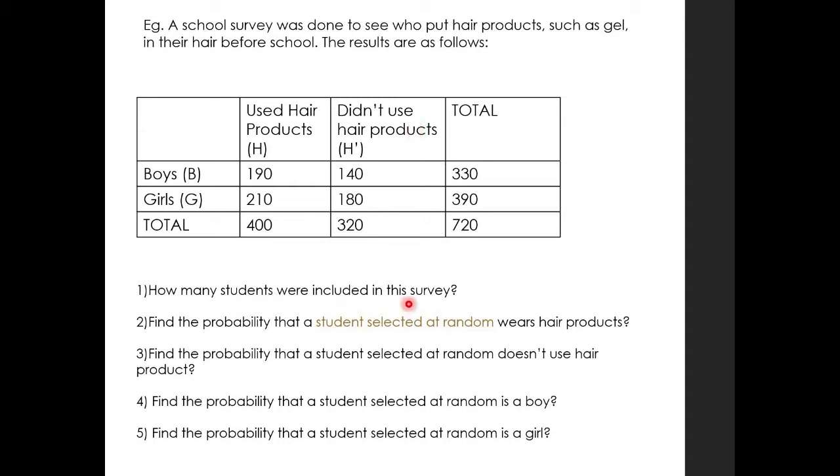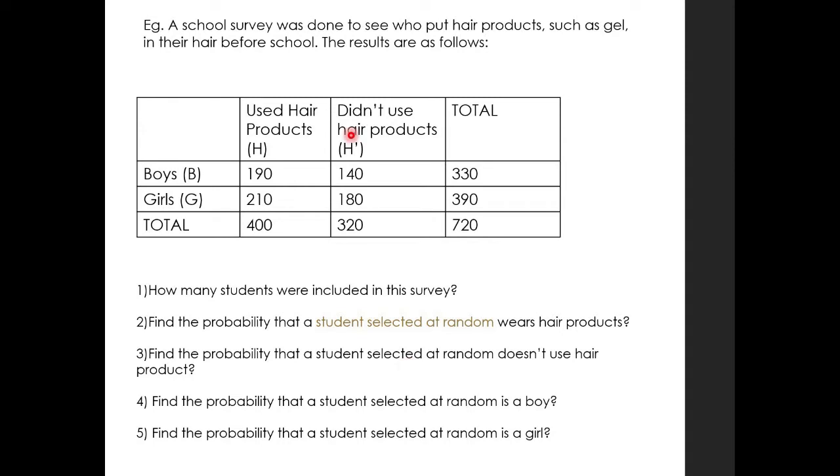How many students were included in the survey? Well, it's 720. Find the probability that a student selected at random wears hair product. Now, this language, selected at random, is actually just a smoke screen, right? Whenever you use a probability, it can only apply to someone who's selected at random.